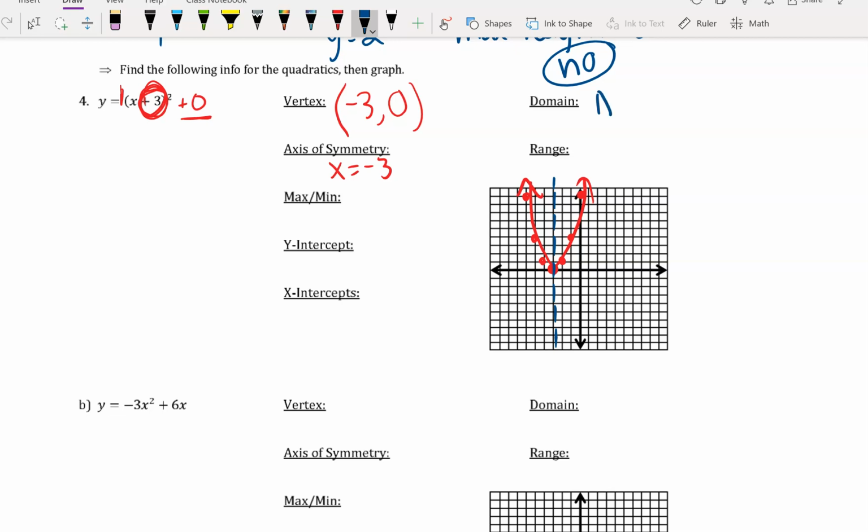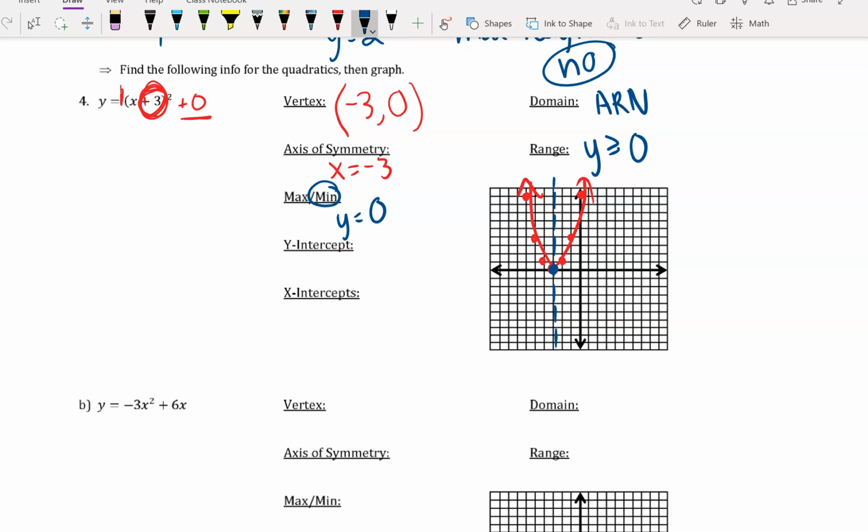Domain: all real numbers, always for parabolas. Range is y is greater than or equal to, since it's pointing up, greater than or equal to 0, because that's the y-coordinate of your vertex. Since this is pointing upward, it has a lowest possible point. That vertex is down low there, so that's a min. And the minimum is the y value of your vertex, which is 0.